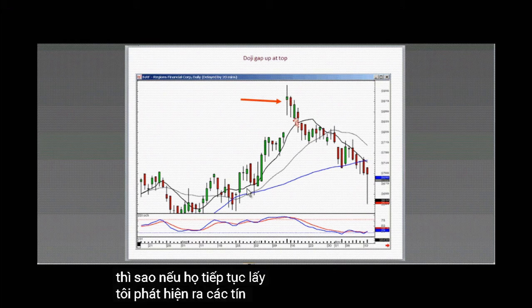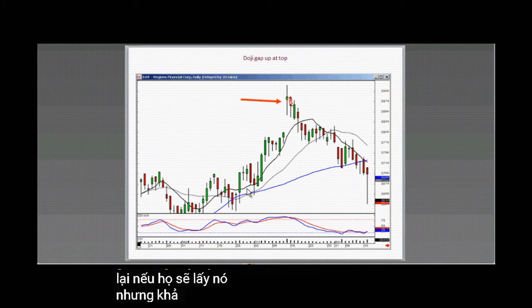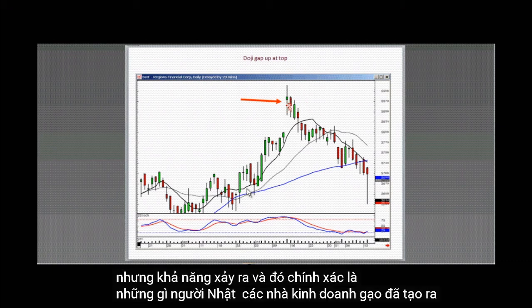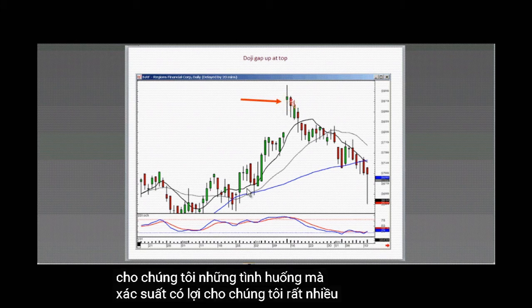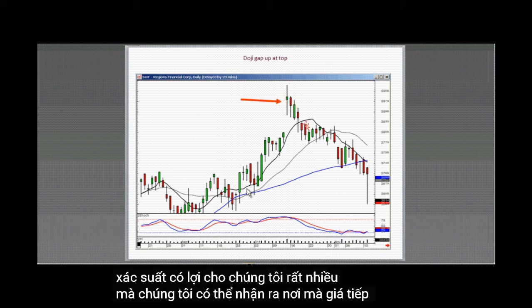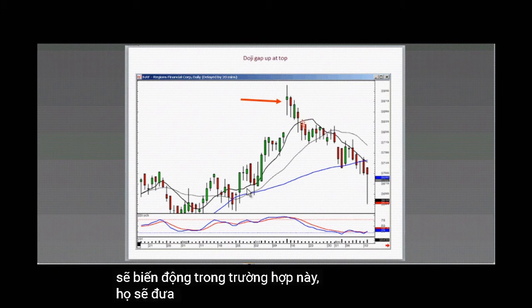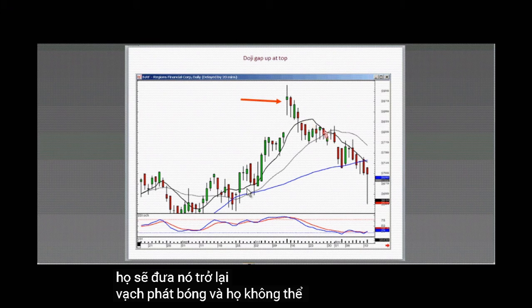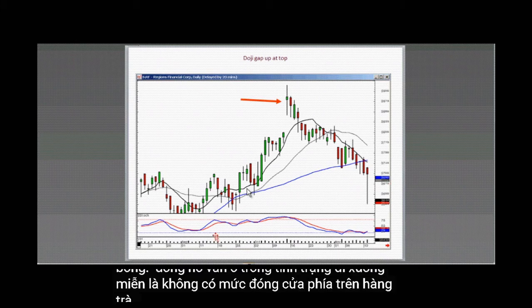Well, I discovered the signals are going to tell you whether they're going to take it down or take it up. You can always buy back in if they're going to take it up. But the probabilities, and that's exactly what the Japanese rice traders created for us, were situations where the probabilities were greatly in our favor, so that we could recognize where the next price move should be. In this case, they were going to take it back to the T-line, and they couldn't hold it at the T-line. It stayed in a downtrend as long as there wasn't a close above the T-line.